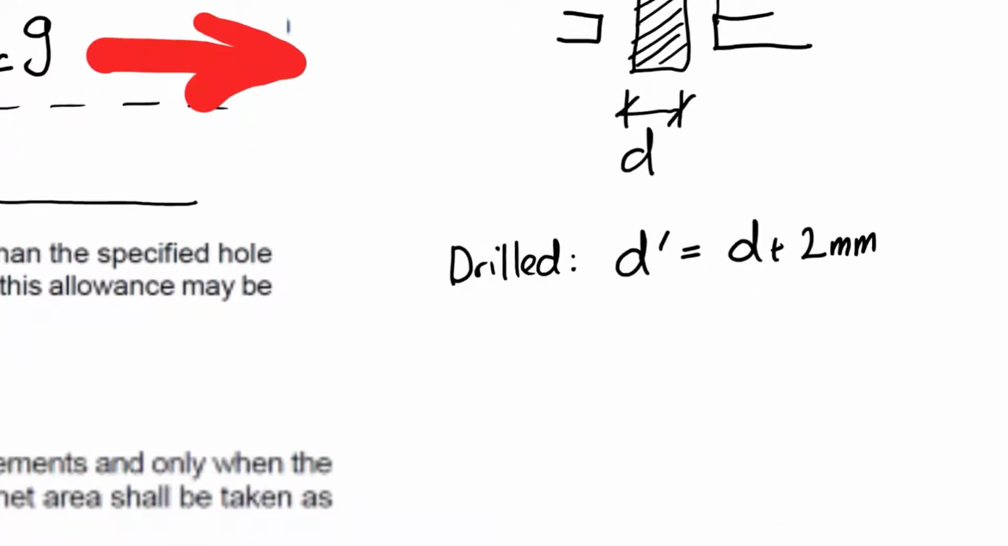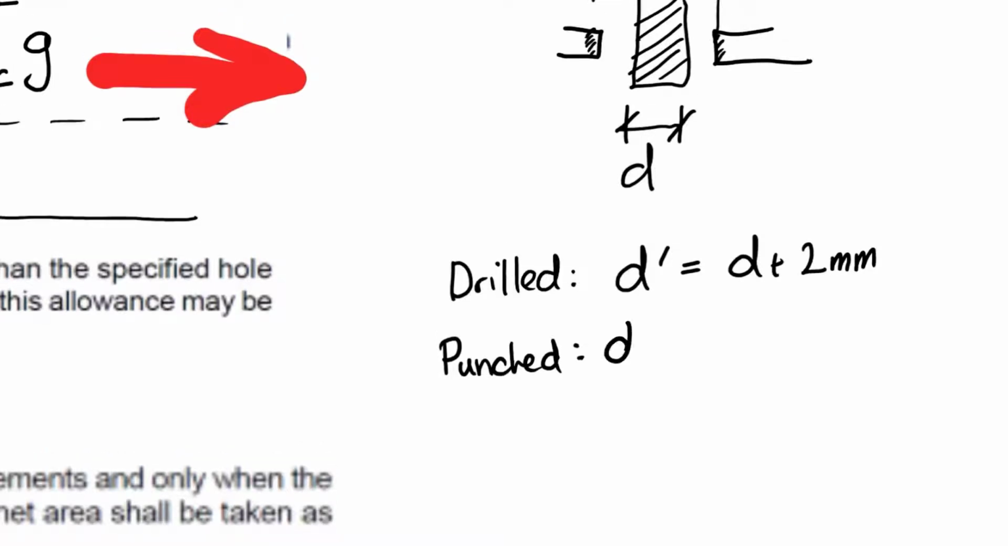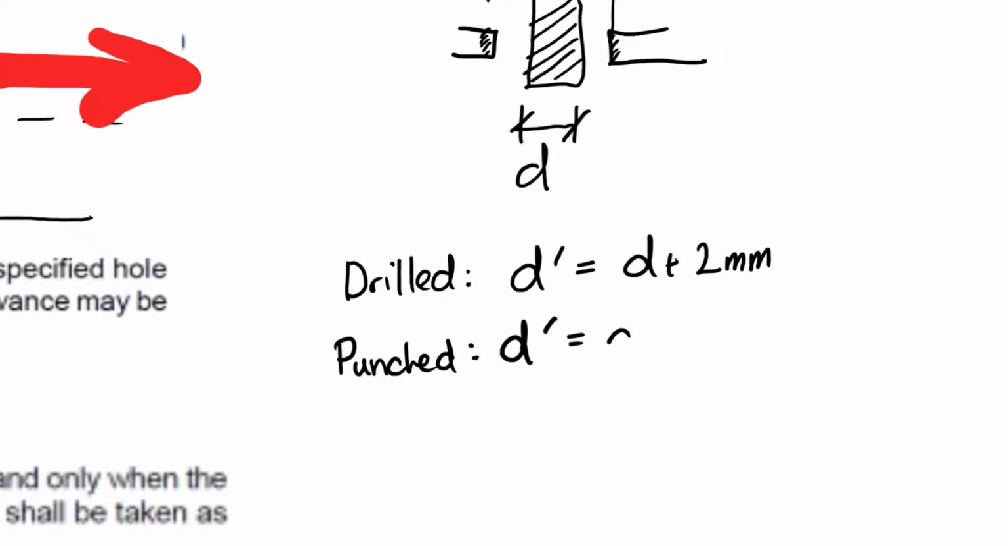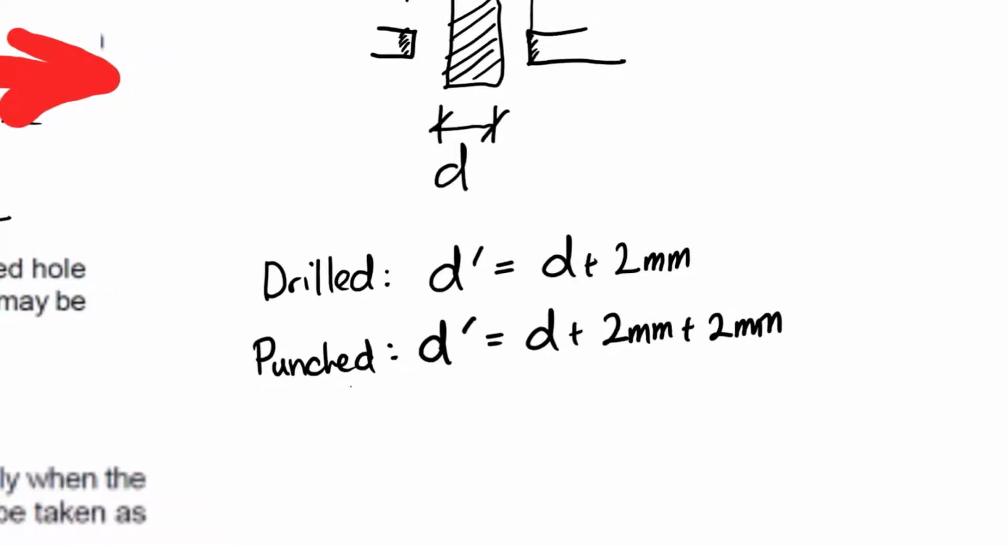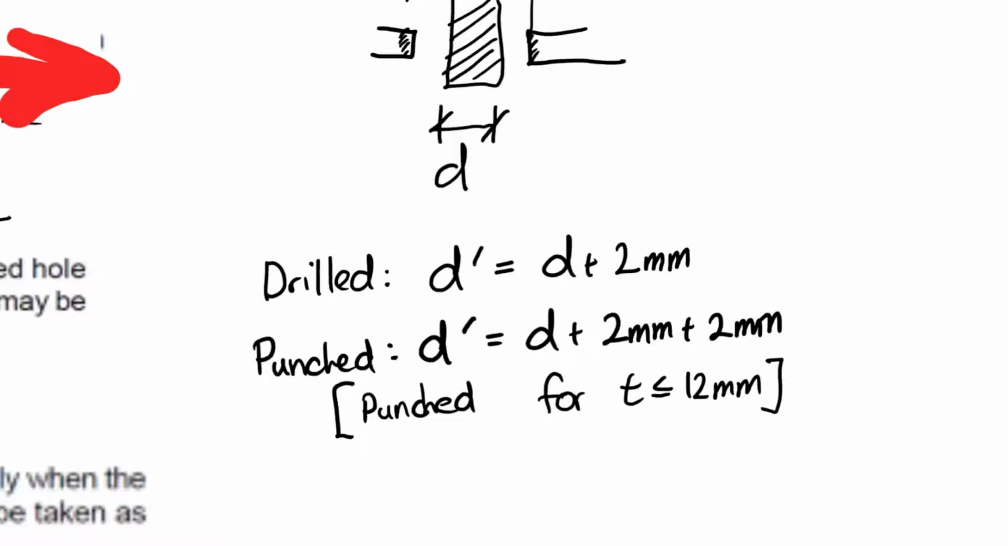But if it's punched, if they have a machine that punches it and just punches out the hole, you can get a little bit of damage around the edge, and so maybe you're going to lose some more cross-sectional area. So your effective area is actually d plus 2 mils plus another 2 mils to allow for the damage due to the punching. And so you assume punched for a thickness T less than or equal to 12 millimeters. You don't know what's going to happen in the workshop, and so this is just an approximation, and you may be wrong at times, but in general this should be more than sufficient.